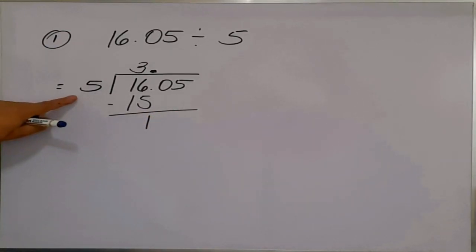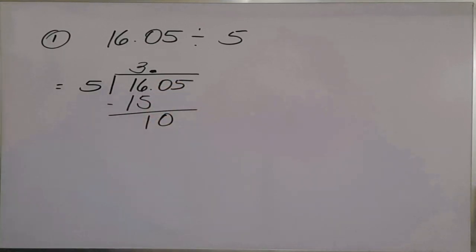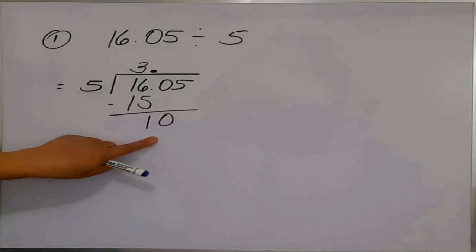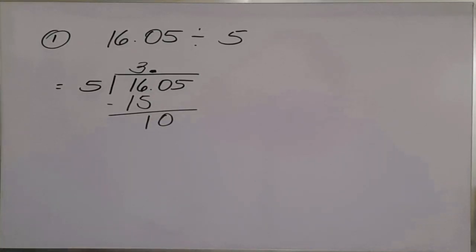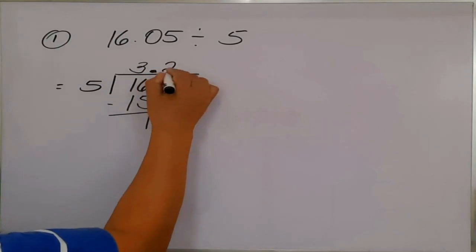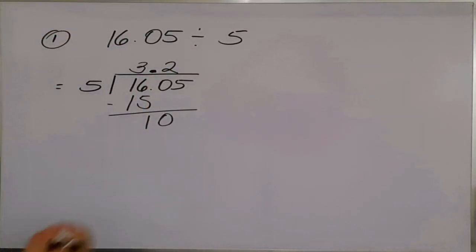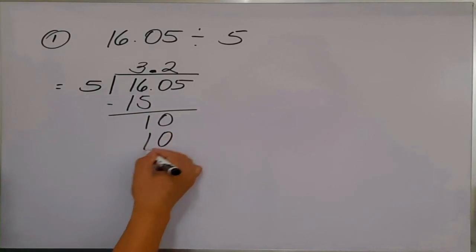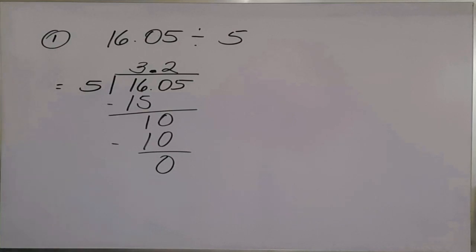So 1 divided by 5 cannot be. So we bring down your 0. And then we proceed with the division again. 10 divided by 5 is 2. And then let's multiply. 2 times 5 is 10. Let's subtract. 10 minus 10 is 0.